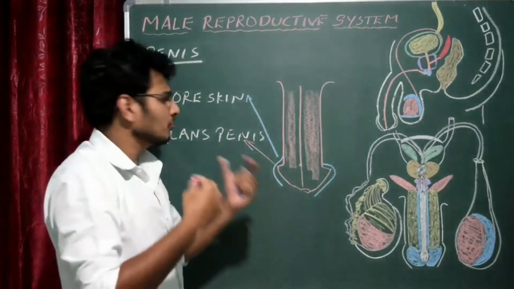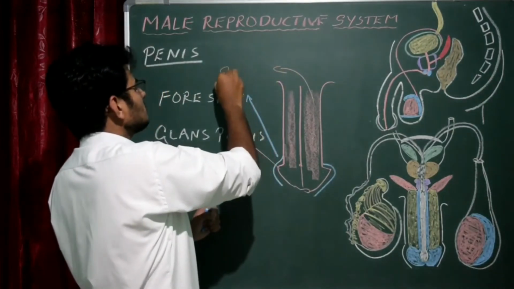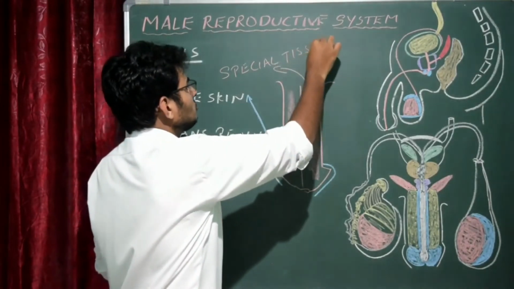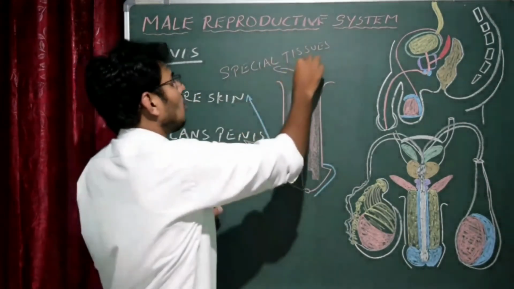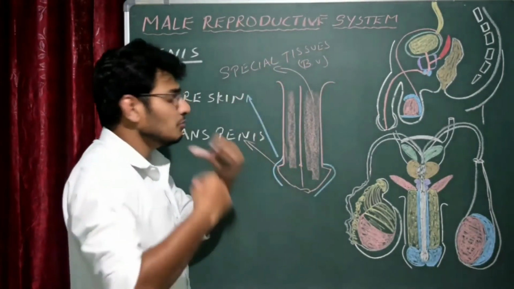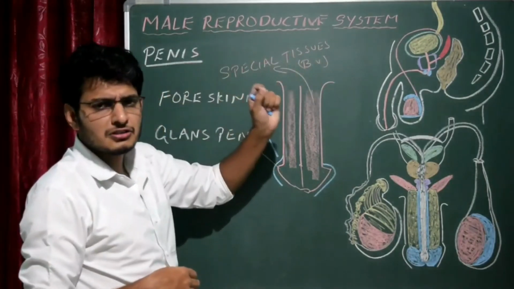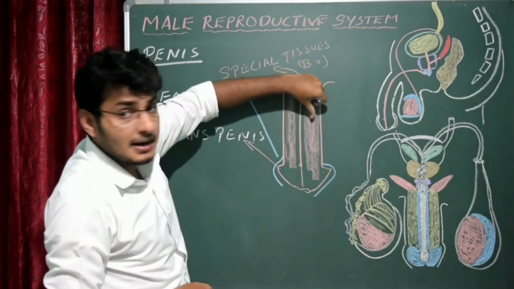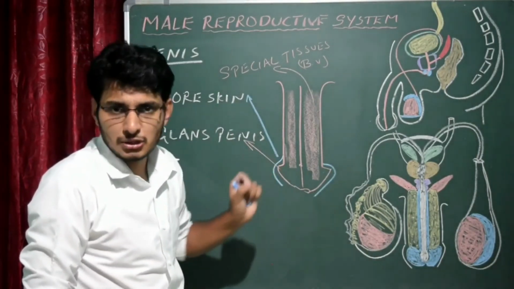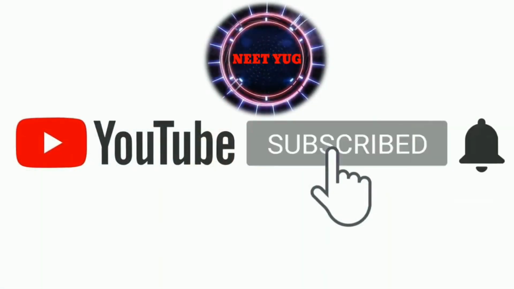How exactly can the erect posture be maintained? It is maintained by special tissue. Okay, there are some special tissues within the penis, which also contain a lot of blood vessels. Alright, the blood vessels are present within these special tissues, and we call them spongy tissues, which contain a lot of blood vessels and supply the blood into the penis, which maintains the erect posture of the penis, which is very important for sexual intercourse. So that's all about the external genitalia, that is the penis.